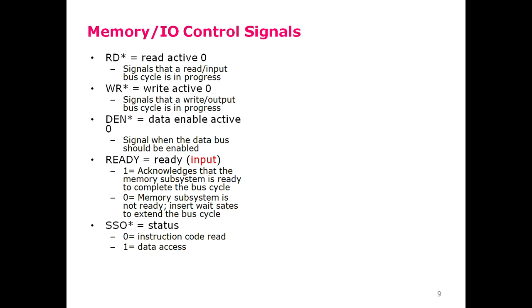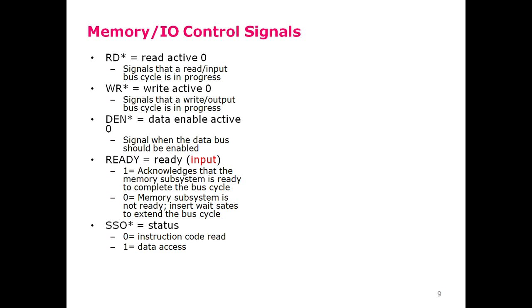The other control signal is DEN, which means data enable, and it is active 0. So this enables the data address. It signals when the data bus should be enabled. For example, when the multiplexed address data bus is used for sending data, then this pin is used. So when this pin is 0, it enables the data address bus.